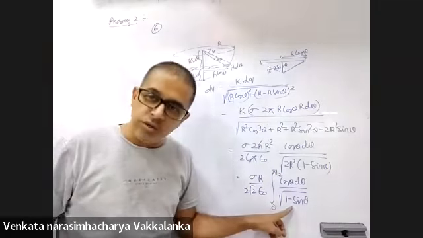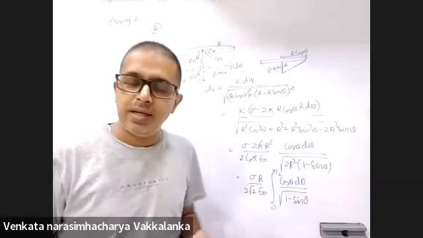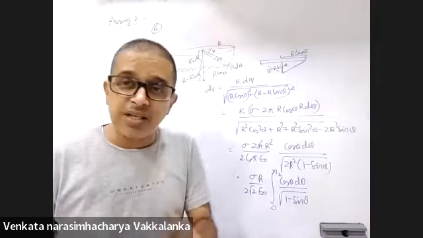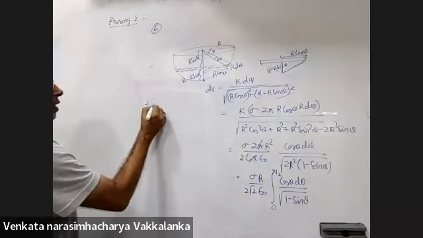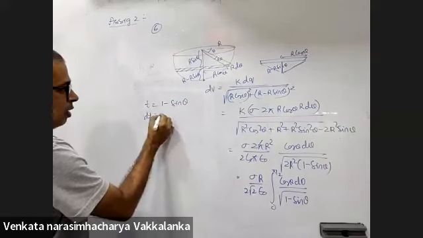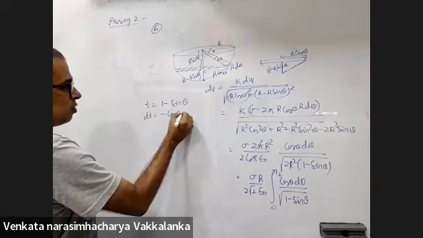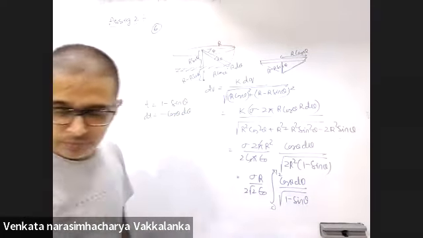How do you want me to do this integration? Take 1 minus sin theta as t. What is the substitution? 1 minus sin theta you will take as t. t is 1 minus sin theta, dt is equal to minus cos theta d theta. Will you be able to solve now? Yes, sir.